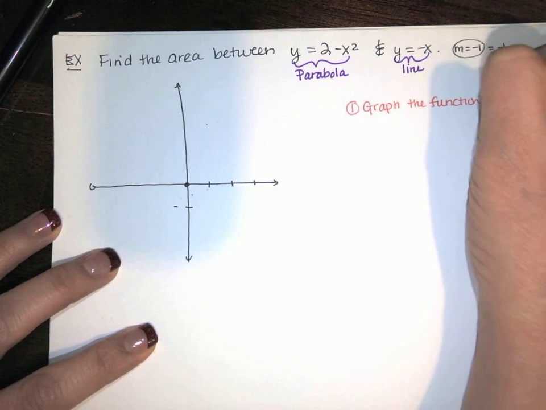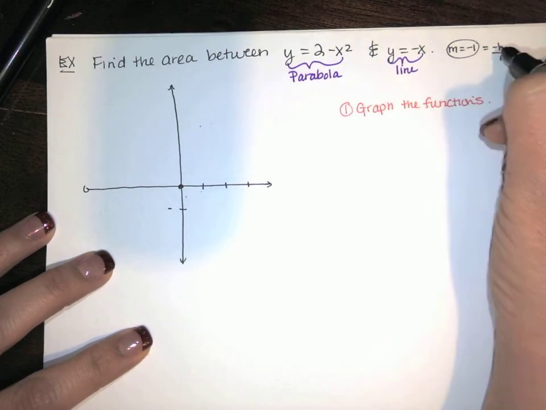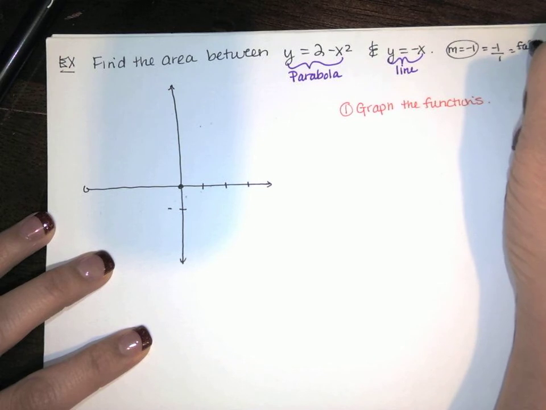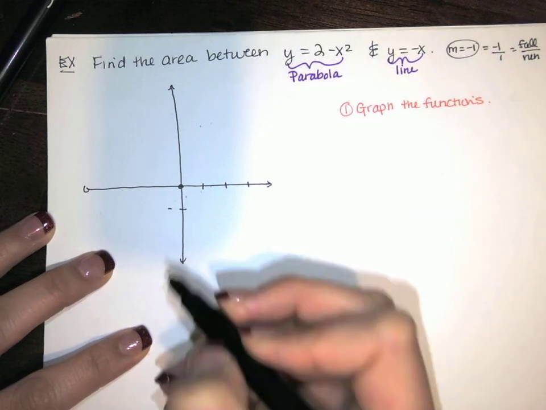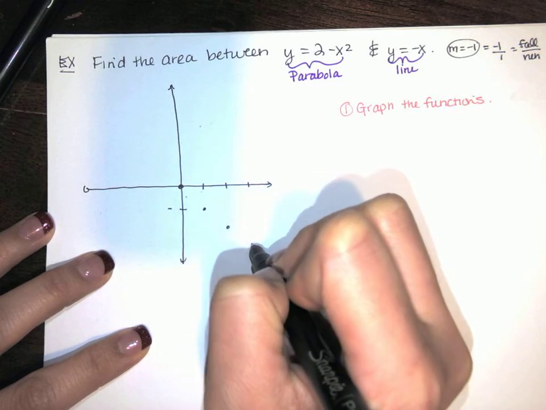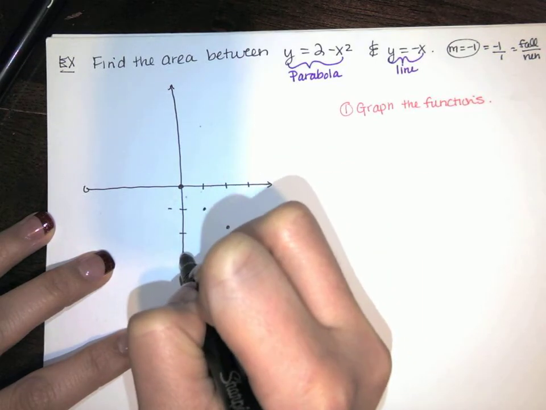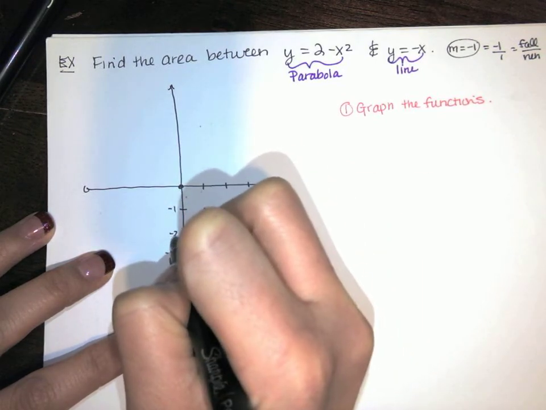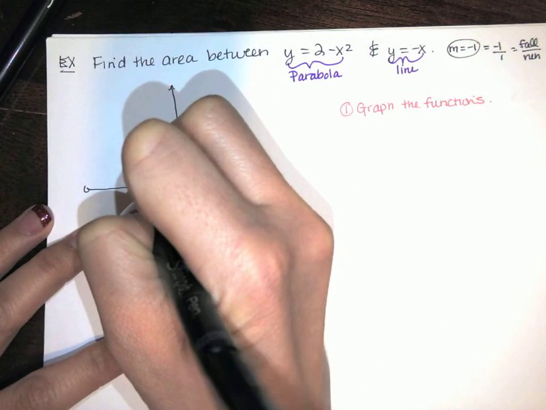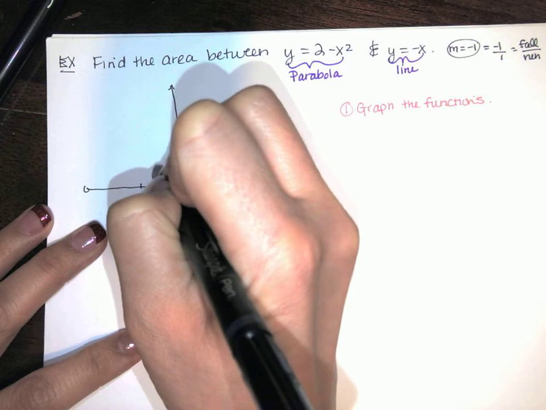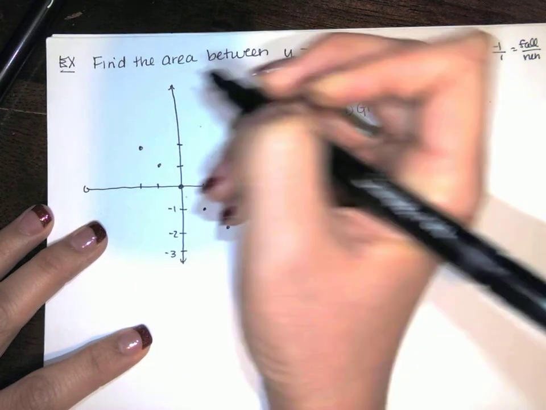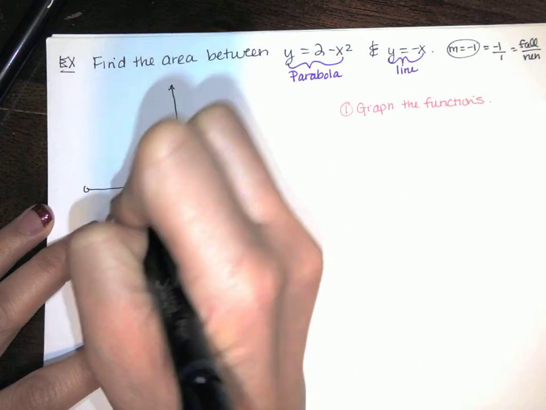So that means we go down 1 and over 1, right? We said rise over run or fall over run. Fall 1, and then run to the right 1. So down 1, over 1, down 1, over 1, down 1, over 1, and just continue like that. And the pattern continues on both sides. Go back 1, up 1, back 1, up 1. I'm going to do it one more time.